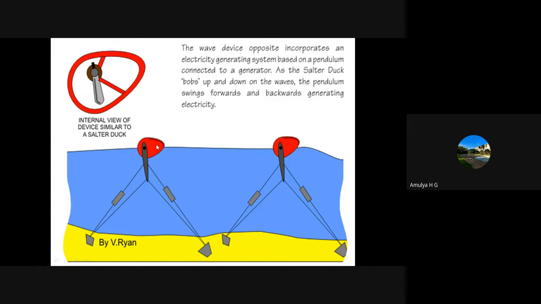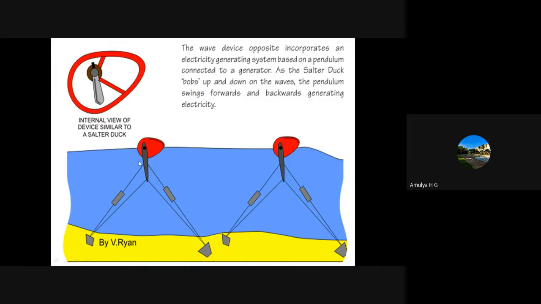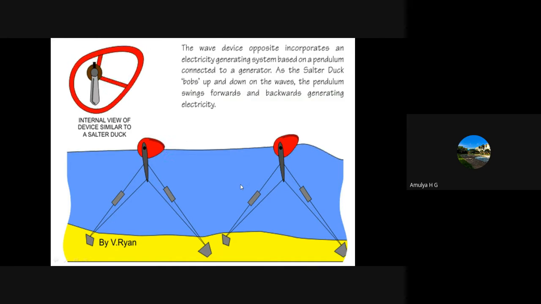Once the duck systems are moving in a forward and backward direction, the pendular device also rotates forward and backward. That makes the generator generate electricity.